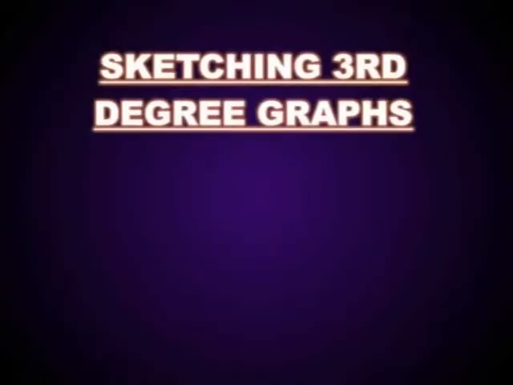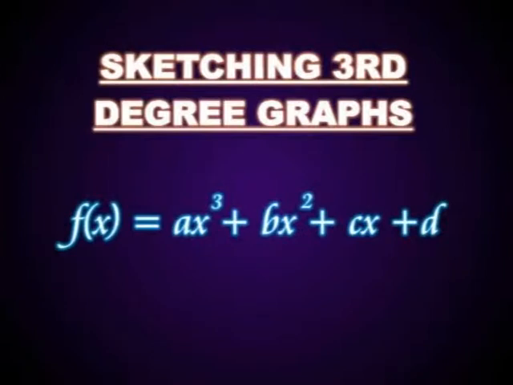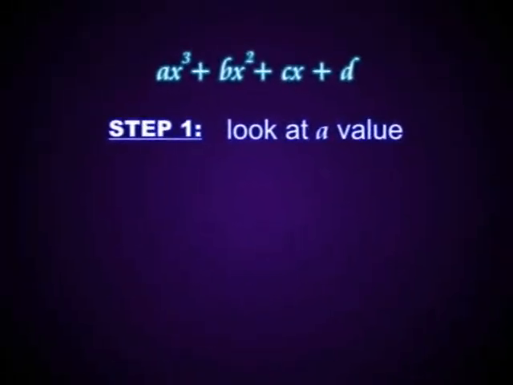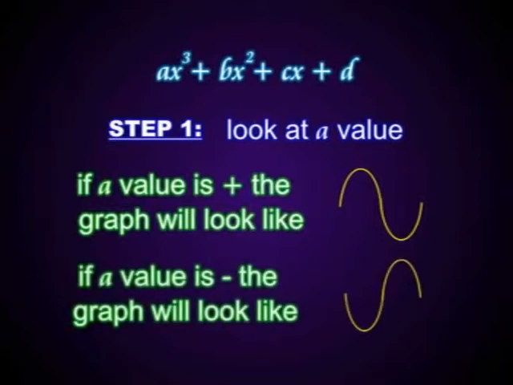We will begin by looking at all of the steps involved in sketching a third degree graph. We will use a function of standard form: f of x equals ax cubed plus bx squared plus cx plus d. Step 1. We look at the a value. If the a value is positive, the graph will have an N shape. If the a value is negative, the graph will have this shape over here.